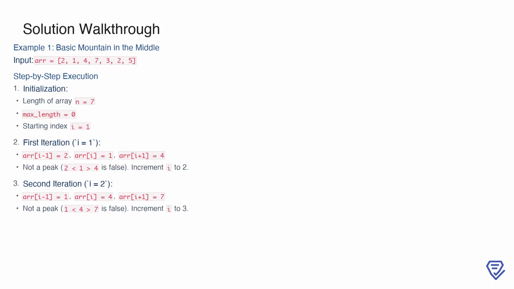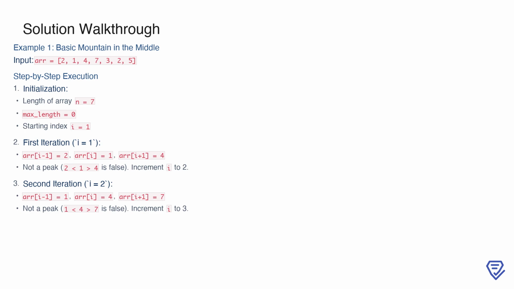Here, we start with a basic example where the input array is 2, 1, 4, 7, 3, 2, 5. The goal is to find the length of the longest mountain. First, we initialize the variables. The length of the array n is 7, max_length is set to 0, and we start iterating from index i equals 1. In the first iteration, the values are arr[i-1] equals 2, arr[i] equals 1, and arr[i+1] equals 4. Since this does not satisfy the peak condition arr[i-1] < arr[i] > arr[i+1], we move the pointer to the next index.